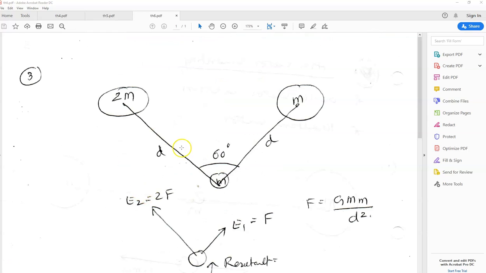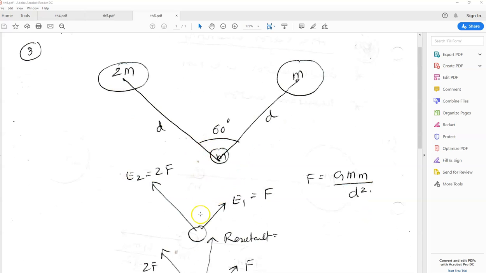A few more examples here. I have two masses and a smaller mass here, and there is a force acting between m and this m, and m and this m, and the distance is the same from the two masses.